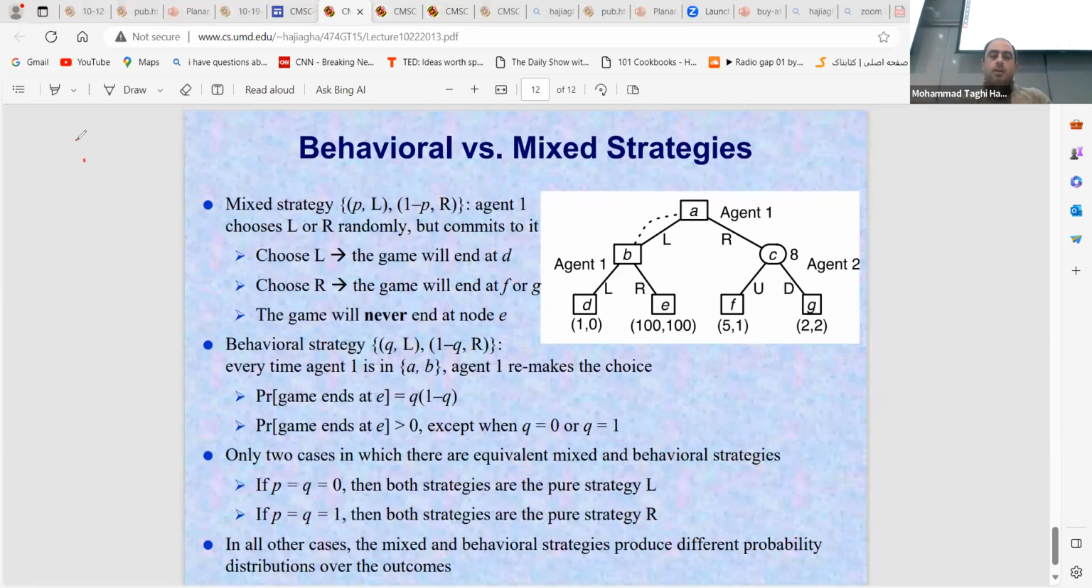So here for agent one, we need to say what the pure strategies are. Agent one appears here and here, with only one information set. So for pure strategies, it has L or R. These are the only pure strategies for agent one. Any mixed strategy for agent one takes L with probability P and R with probability 1 minus P.